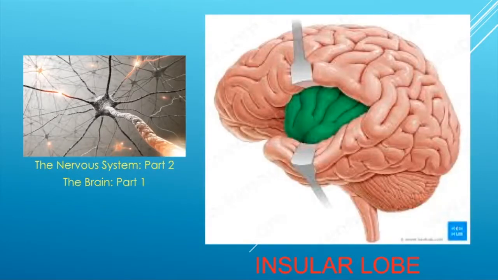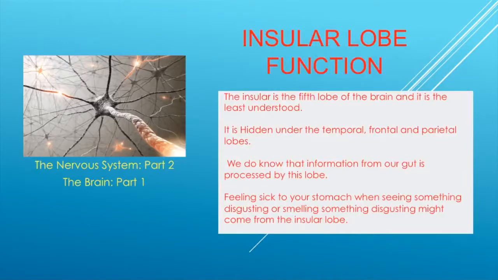Now, the most misunderstood or not completely understood lobe of the brain is called the insular lobe. The insular lobe is found deep within the brain underneath the temporal, parietal, and frontal lobes. What we do know, and we don't know a lot about it, is that it processes information from our gut, from the digestive system. And so they believe that the feeling of being sick when you see something disgusting or smell something disgusting might come from the insular lobe.